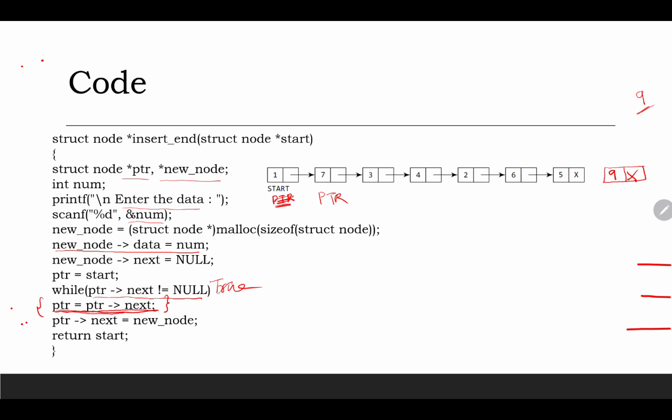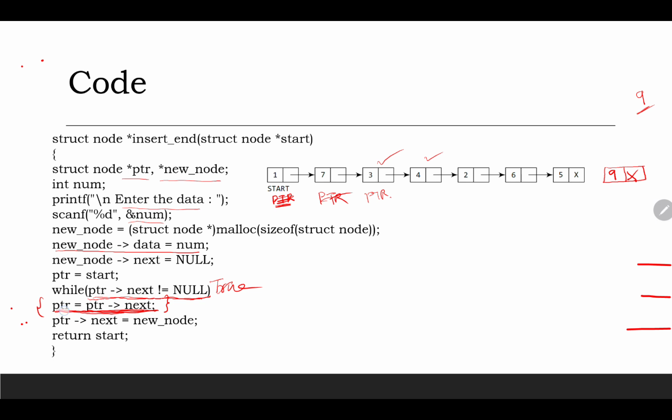Then again we are checking ptr->next is not equal to null. Yes, it is not equal to null because here there is a node. So we have to execute this line, that is ptr = ptr->next. So now this is the ptr. Then again we are checking the condition, ptr->next is not equal to null. Yes, it is not equal to null. So here there is a node.